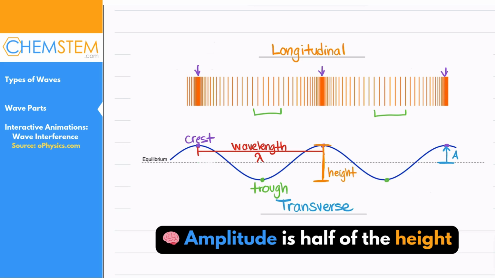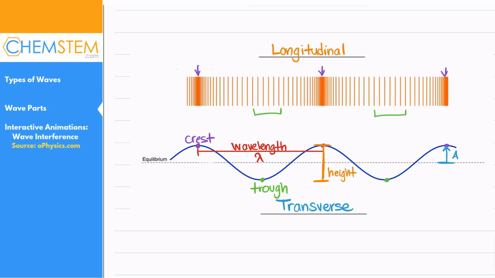So those are the main things you have to know for the difference between longitudinal and transverse waves, and the parts of a wave, which are much easier to draw and understand for transverse waves.